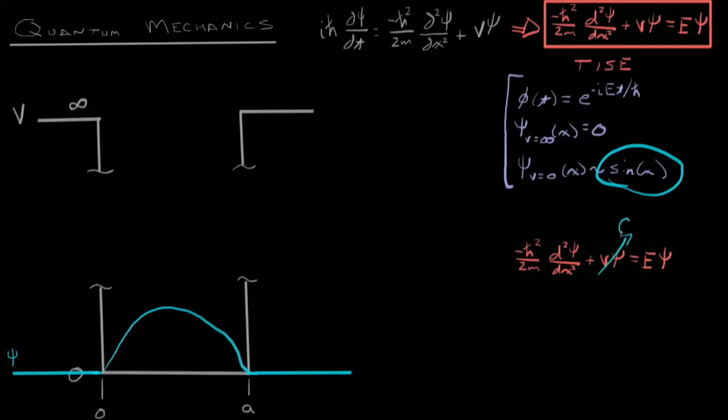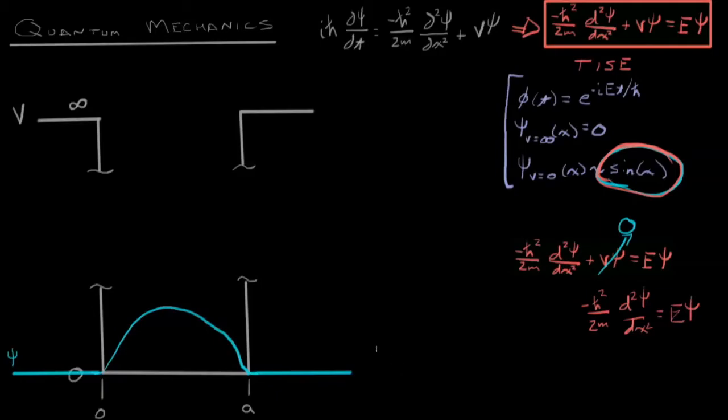And remember that this term is going to go to zero in the region between 0 and a. This is what gave us an equation of the form negative h bar squared over 2m d squared psi dx squared equals E psi, and we knew that that is going to be some sort of sinusoidal form. Now, fortunately, the actual solution to this equation is pretty easy to identify.